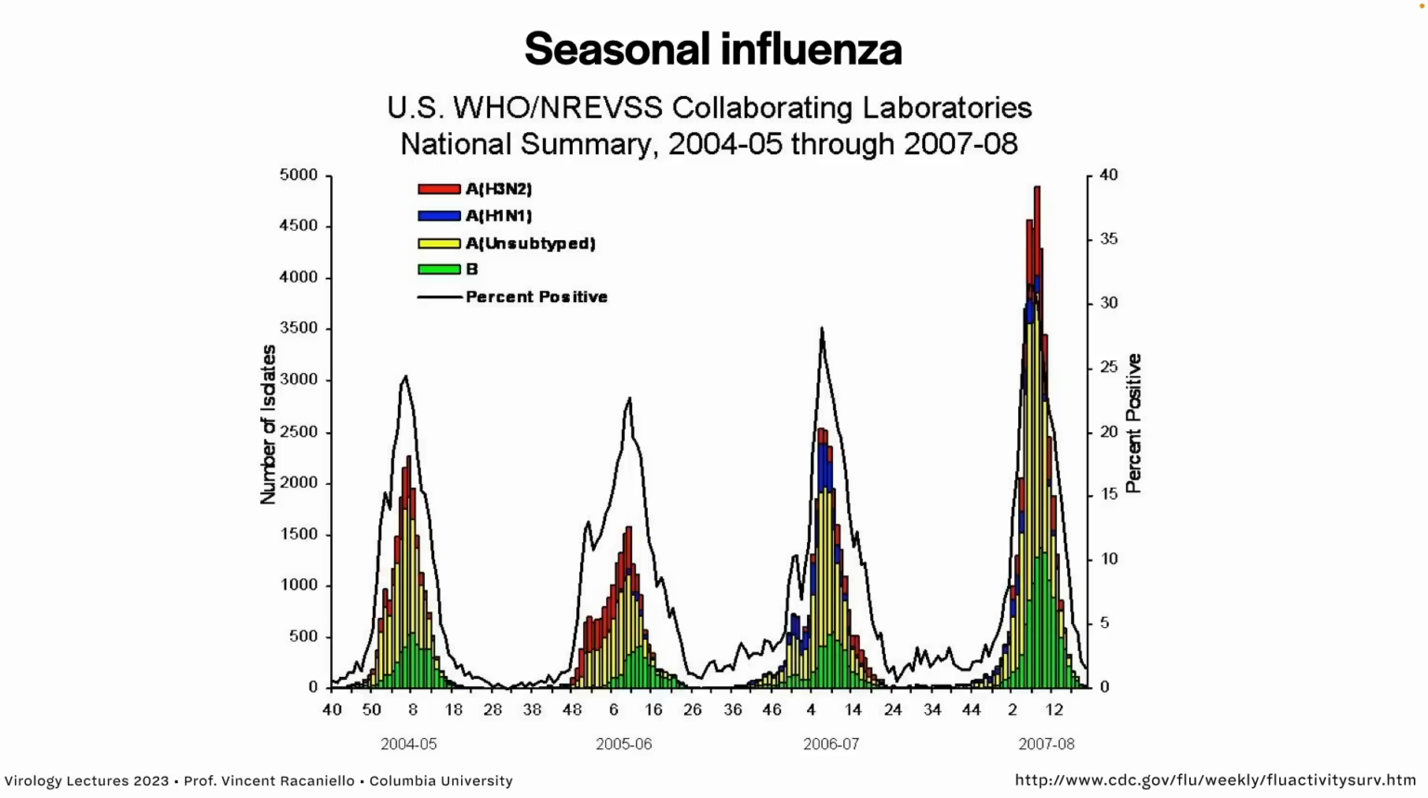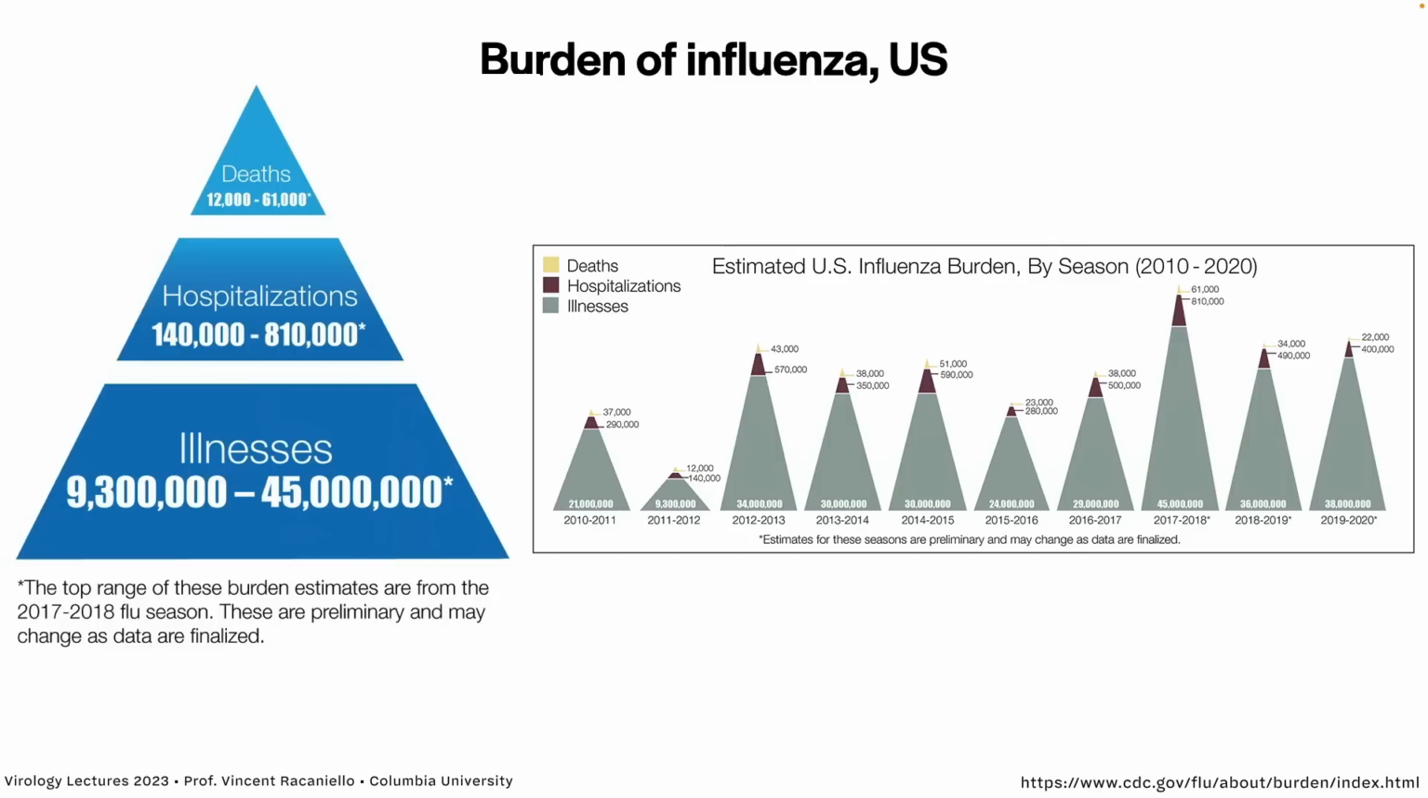This is the burden of influenza in the U.S. Typical year, between 9 and 45 million illnesses in the U.S. It's a lot. And the top range is from the 2017-18, which is a particularly severe season. Then 140,000 to 800,000 hospitalizations, and then 12,000 to 61,000 deaths. So flu is serious. It can kill you, and that's why you need to be vaccinated.